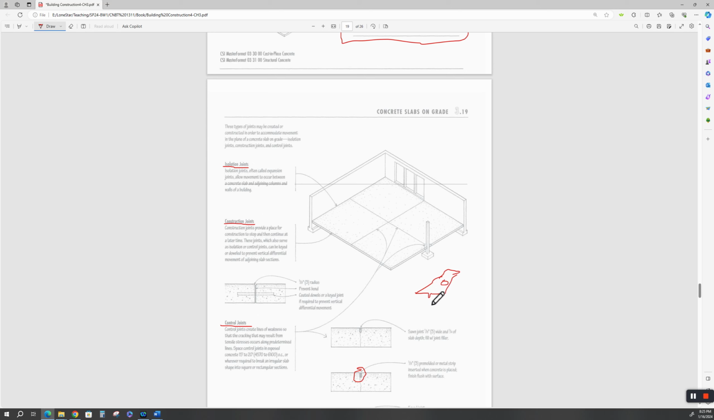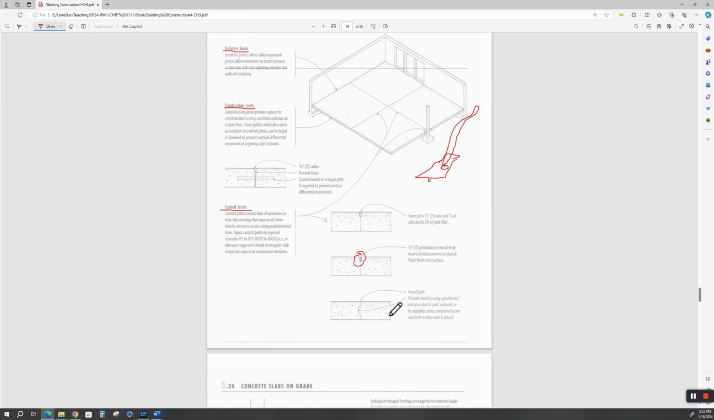And while the concrete's wet, they'll, well, that's a bent pole. And they'll run that across the slab for a control joint, okay, in some cases. I've seen them do it a lot.